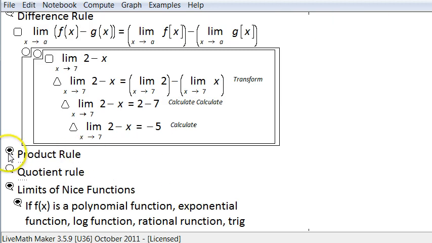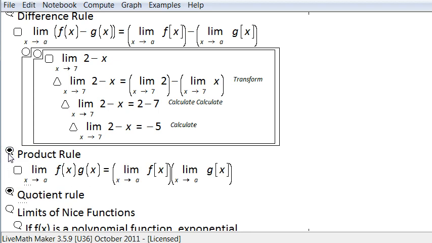Product rule. Product rule is that the limit of a product of two functions is the product of the limit of those two functions. So you either multiply the functions first and then take the limit, or take the individual limits and then multiply by the result. It doesn't make any difference.